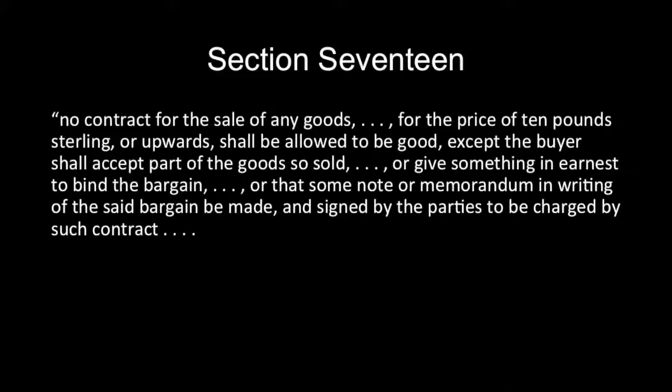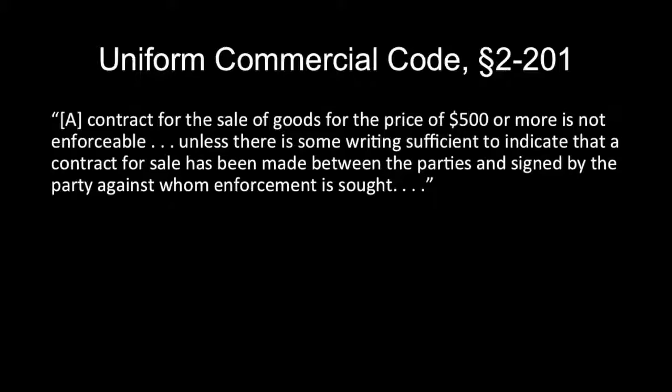Section 17 of this 1677 Statute of Frauds governed the sale of goods. It provided no contract for the sale of any goods for the price of £10 sterling or upwards shall be allowed to be good except the buyer shall accept part of the goods sold or give something in earnest to bind the bargain, or that some note or memorandum in writing of said bargain be made and signed by the parties to be charged by such contract. That Section 17 sees a very similar counterpart in the UCC in Section 2-201.